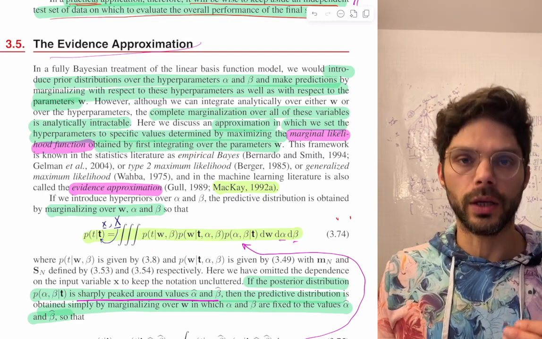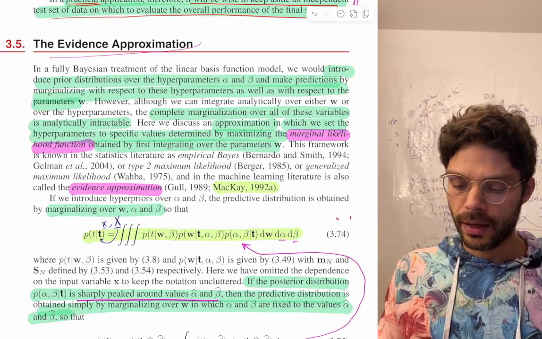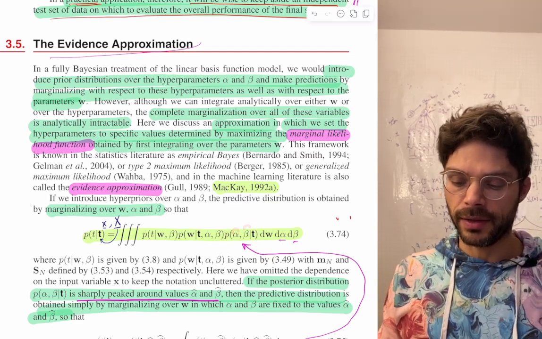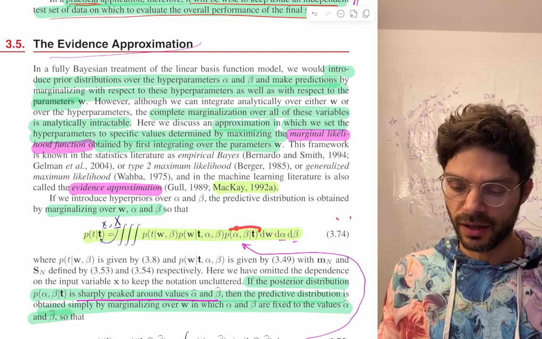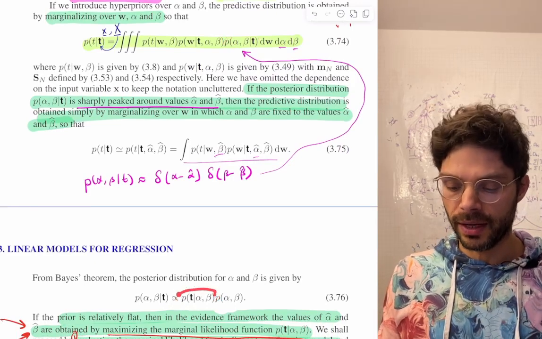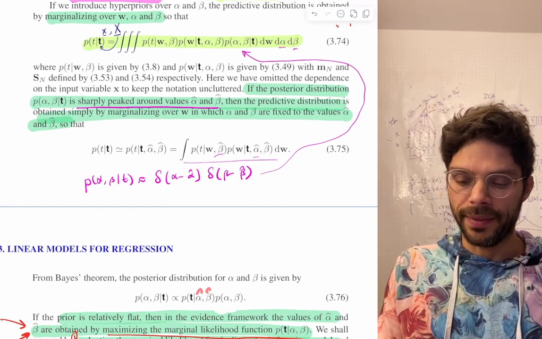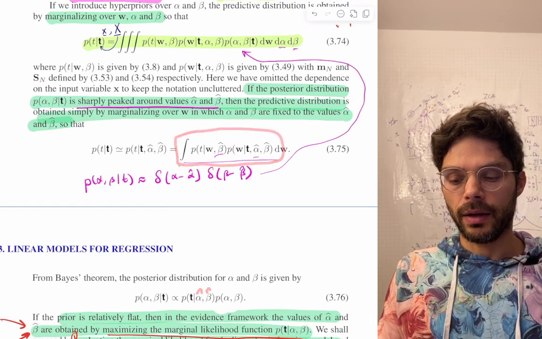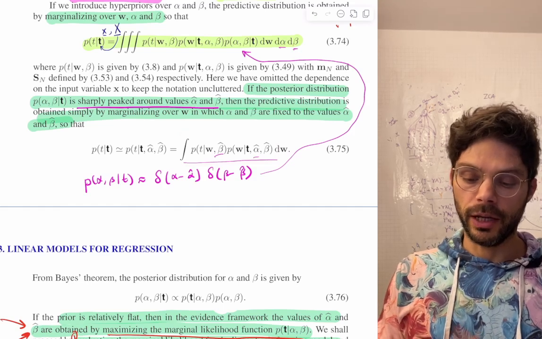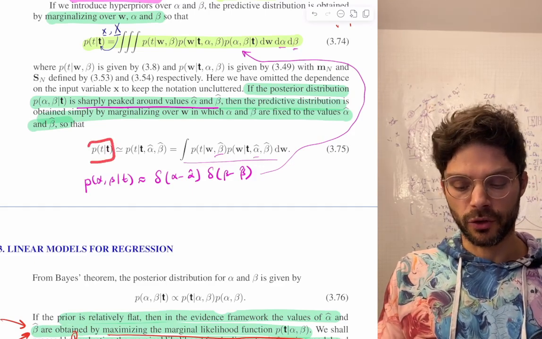The approximation that we used in this section was to replace this with a delta function at its maximum. This was called the evidence approximation, because this term is going to be the model evidence. So we approximate this by a delta function at its peak, and that gives us an analytically tractable integral that we can then use to approximate the predictive distribution that we're after.